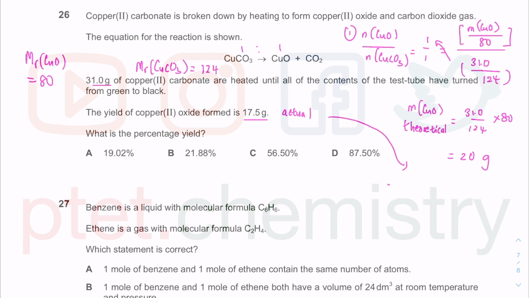So therefore, your percentage yield is always going to be lesser than 100% if the reaction is not to completion. So 17.5 over 20 times 100% will give you 87.5%. The closest answer is obviously 87.50. I actually have no reason why they have four significant figures rather than three significant figures.